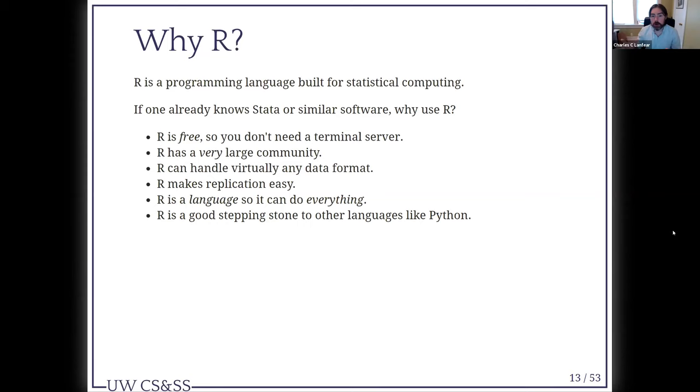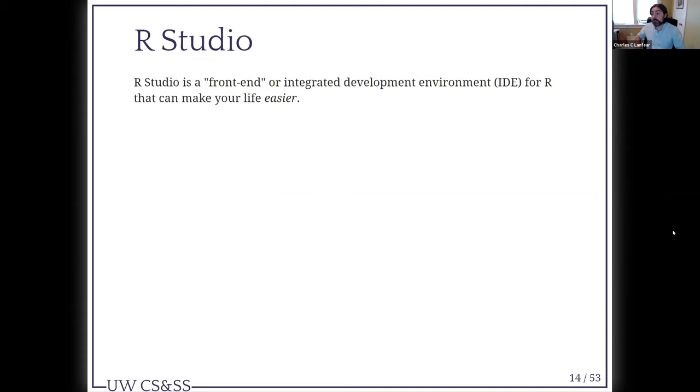Even if R does die, which isn't likely to happen anytime soon, if something like Julia becomes ascendant, you can take almost all the skills you learned in R and apply them over there, which is not true if you work in SPSS or Stata. Those things do not generalize nicely to other programming languages. Okay.